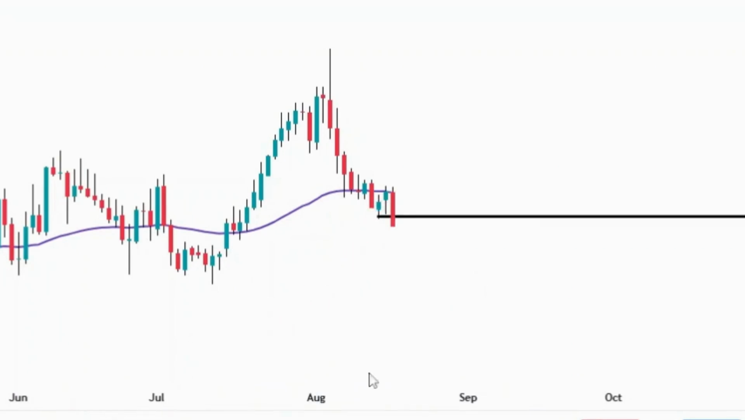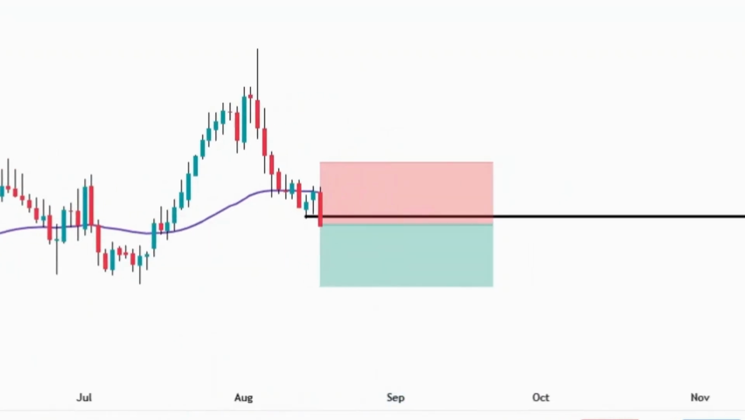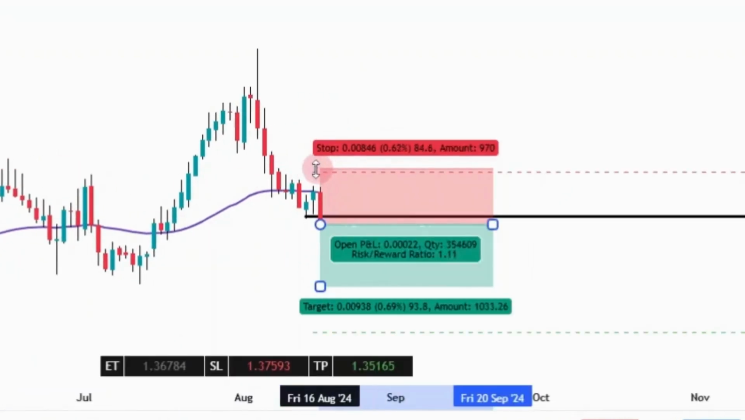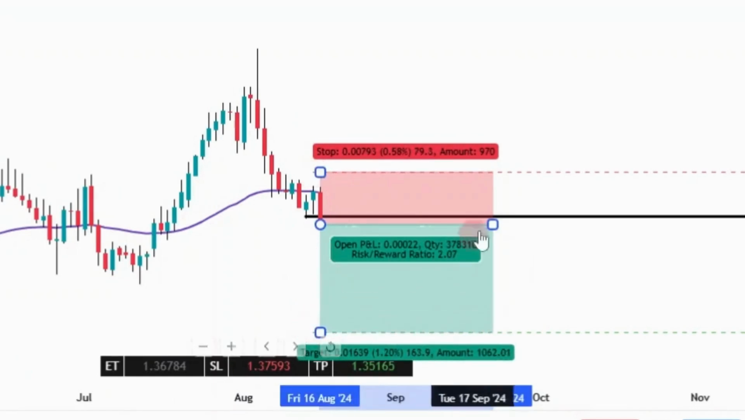next candle to close below that level. Once it did, we executed the short. The ATR levels handled the stop and profit zones, and price followed through with a clean downward move, take profit hit, with minimal volatility along the way.